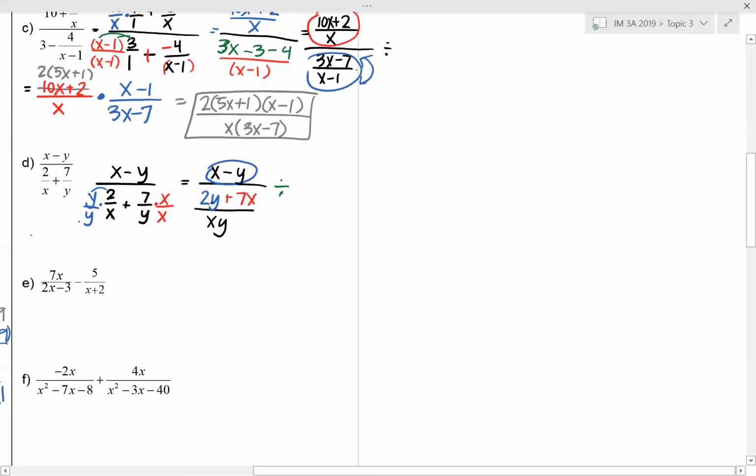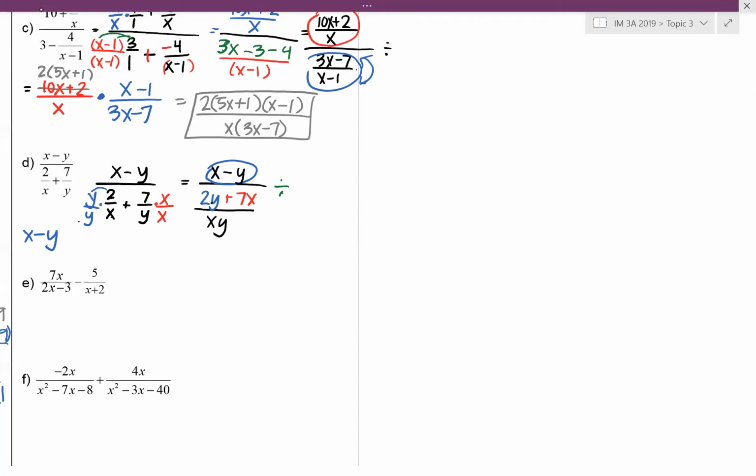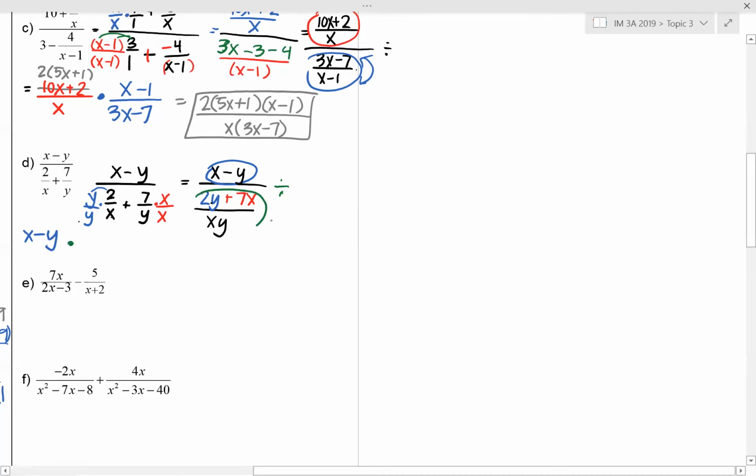So I've got x minus y times, if I change this to multiplication, the reciprocal, x times y over 2y plus 7x. And so what I want to ask myself as I'm doing this is, can I factor 2y plus 7x? 2 and 7 do not have common factors. So that means that the result of this compound fraction is xy times x minus y all over 2y plus 7x.